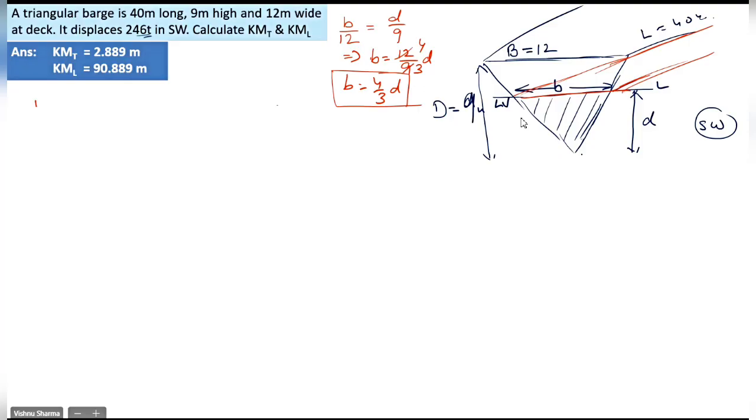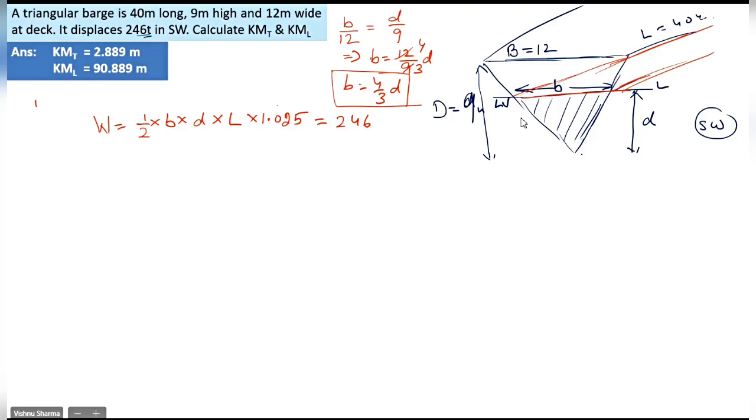Now, the displacement of the vessel by law of flotation will be underwater volume. Underwater volume will be the area of the shaded triangle, which will be half into base into height, the draft. If anybody does not understand, you have to shout out and clarify. Multiplied by the length of the vessel gives you the underwater volume. This multiplied by the density of seawater gives you the displacement. And this displacement is given to us in the question as 246 tons.